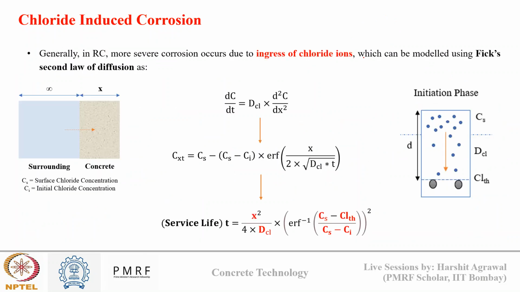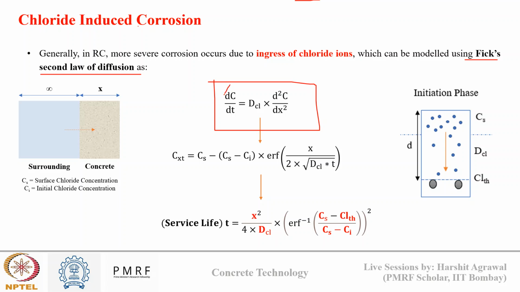But the thing that we don't know about is the chloride diffusion coefficient, which can vary from one concrete to another. So for estimating this chloride diffusion coefficient, the ingress of chlorides through concrete, we model it using Fick's second law of diffusion. Fick's law of diffusion helps us model how chloride ions are moving through concrete. The basic Fick's law is written like this: ∂C/∂t = D_Cl ∂²C/∂x².